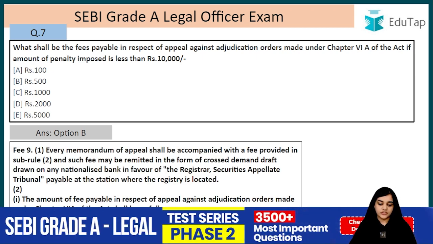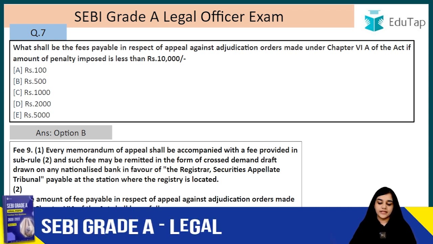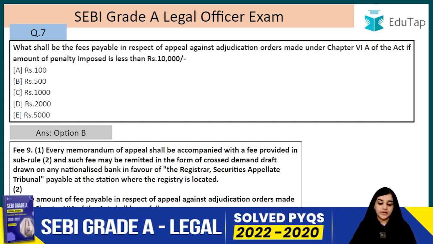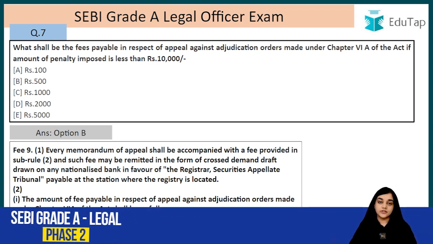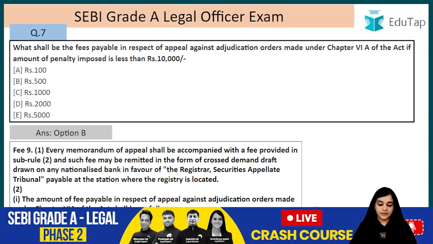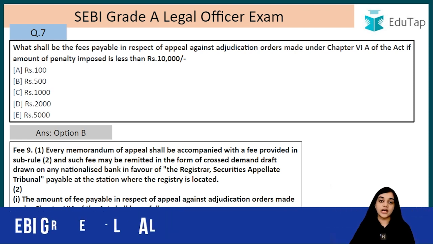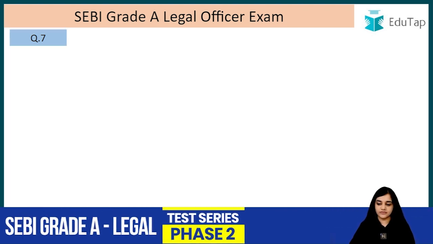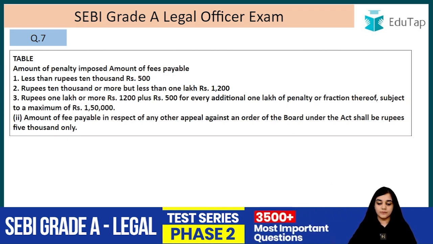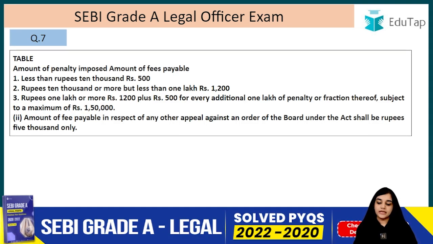Every memorandum of appeal shall be accompanied with a fee provided in Sub-Rule 2, and such fee may be remitted in the form of a demand draft drawn on any nationalized bank in favor of the Registrar, Securities Appellate Tribunal, payable at the station where the registry is located. The amount of fee payable in respect of the appeal against the adjudication order made under Chapter 6A of the Act shall be as follows. What is going to be the scale? Let's find out. So this is the amount of the penalty imposed and the fee payable. Less than rupees 10,000, the fee payable is rupees 500.